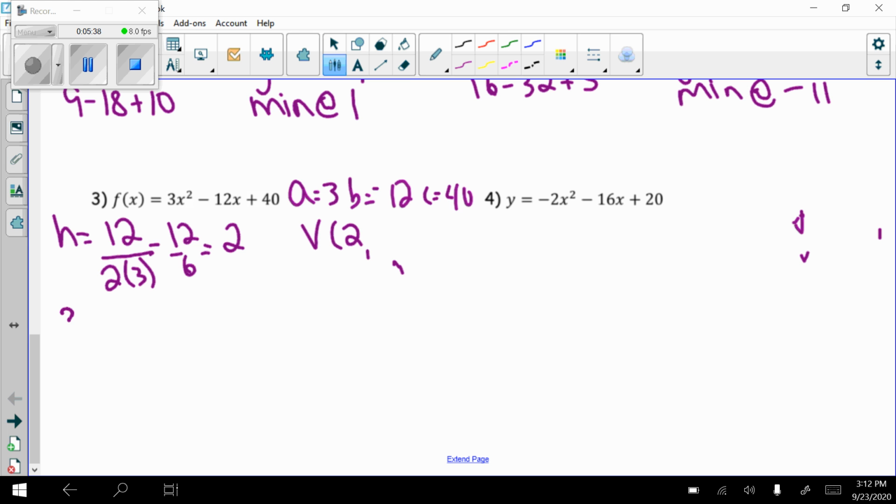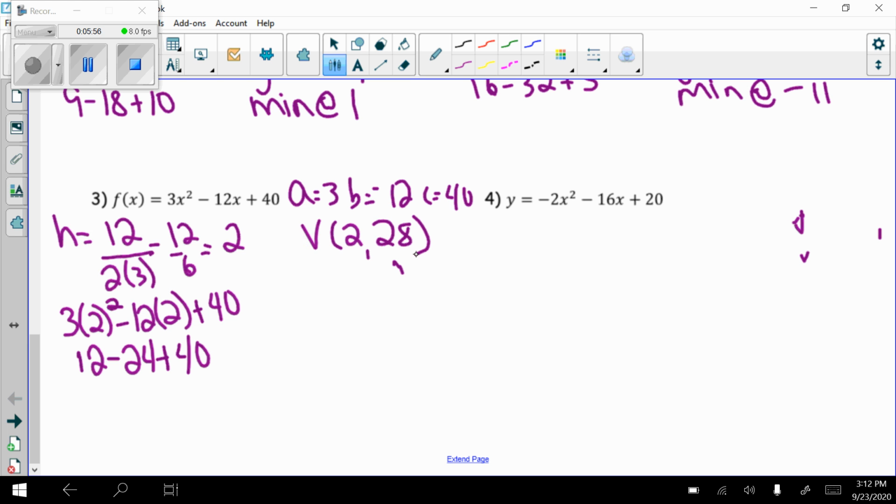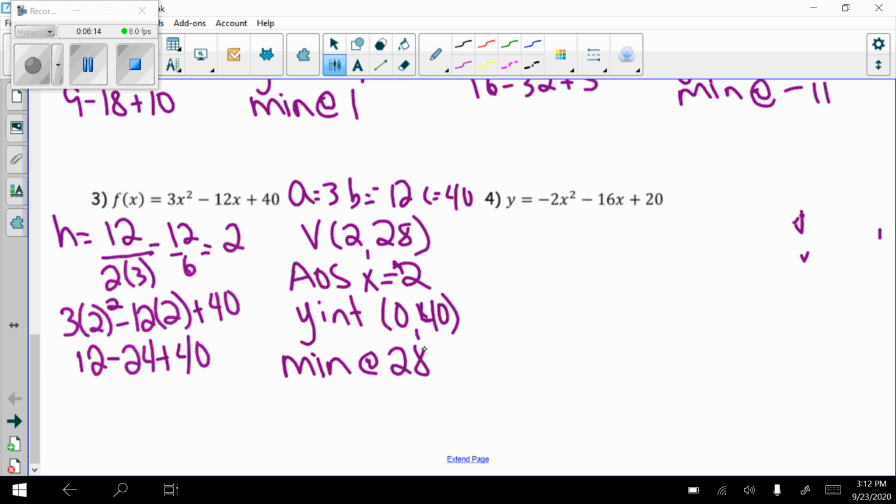So plug 2 in, so 3 times 2 squared minus 12 times 2 plus 40. So 2 squared is 4 times 3 is 12 minus 24 plus 40. So 12 minus 24 gets me negative 12. Negative 12 plus 40 gives me positive 28. So my vertex, 2, 28. My AOS, axis of symmetry, x equals 2. My y-intercept, 0, comma c, 0, comma 40. This parabola again opens up, so it's a minimum at the y value, 28.